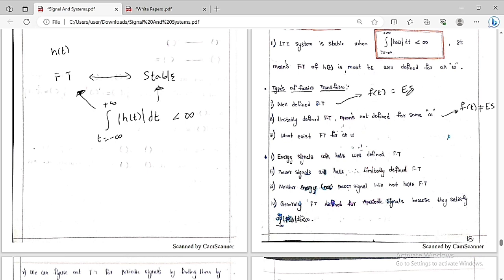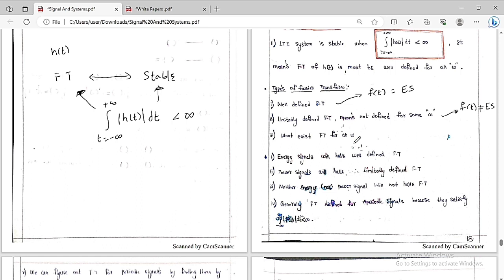If f of t is an energy signal, then the Fourier transform is well defined, defined for each and every value of omega. If the given signal is not an energy signal, but still the Fourier transform exists only for a few values of omega, then for the remaining values of omega, F of omega tends to infinity. That is the reason this is called the limitedly defined Fourier transform. The next one is the Fourier transform that won't exist for any type of omega.